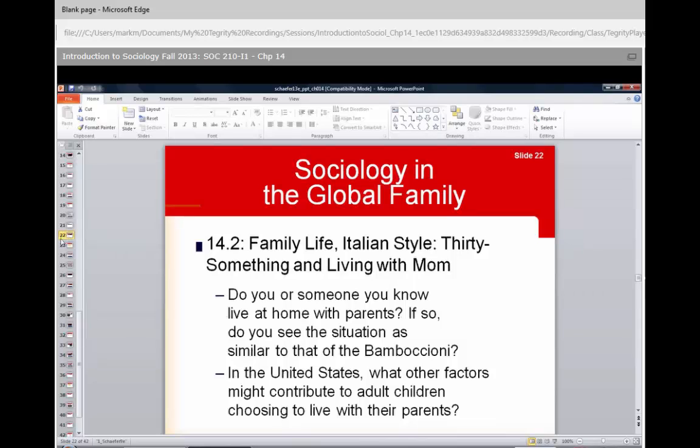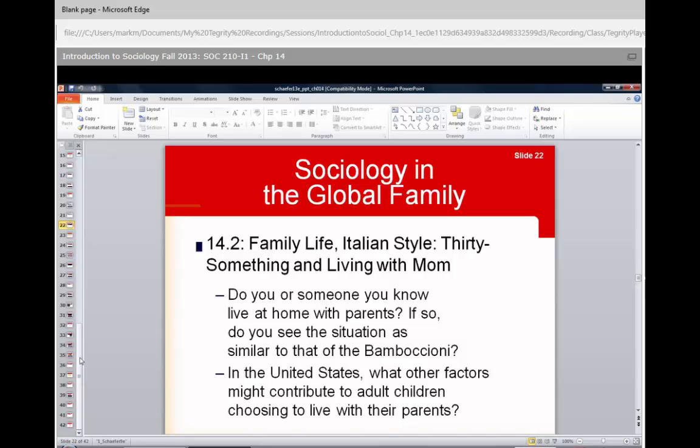All right, so question time. Do you know somebody who's still living at home with mom and dad, and maybe they're in their late 20s or early 30s? Okay, so this is something that our book mentions in a frame of life there from the Italian point of view, and so you can also look a little bit more in the book if you want to continue to read that.